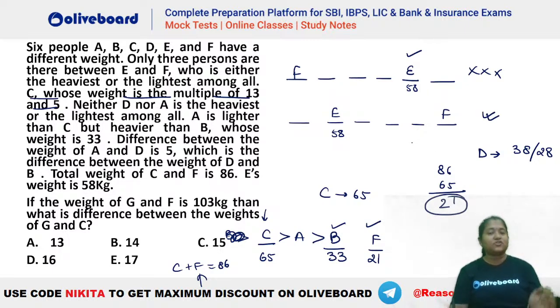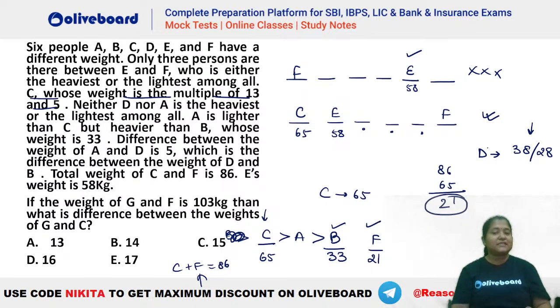Now you have to place your C, A, B and F. And we know that D is not the heaviest person. Let's say if we place your C here, A here and B here, so D would be the heaviest person, but that's not a possibility. So you can see that C will be this person with 65 kgs weight here. Then we should have your A, B and D, and we know that this D has to be either 38 or 28.